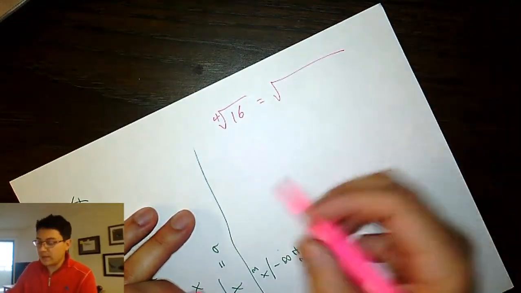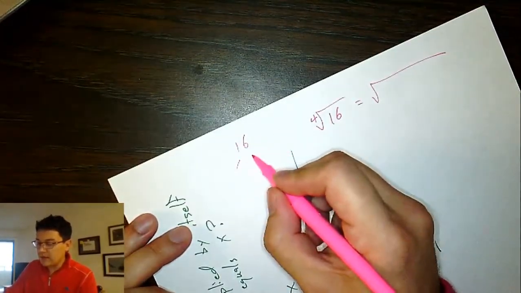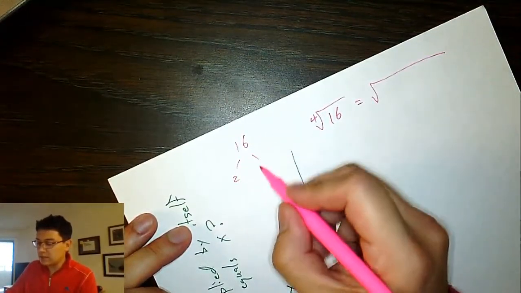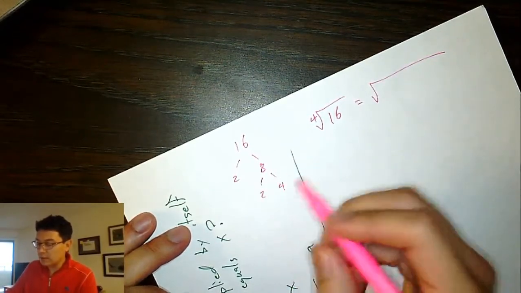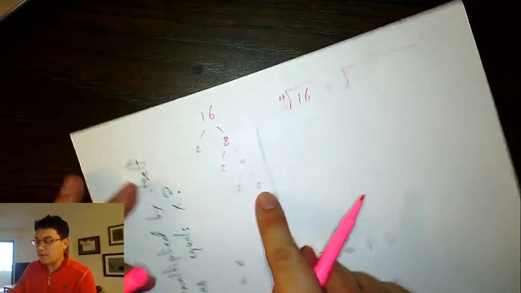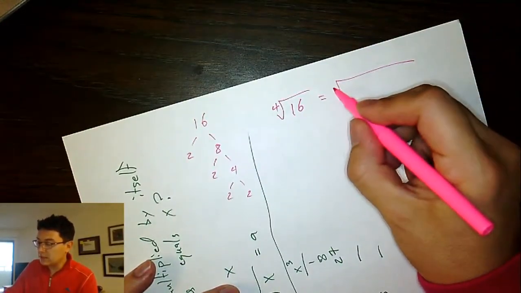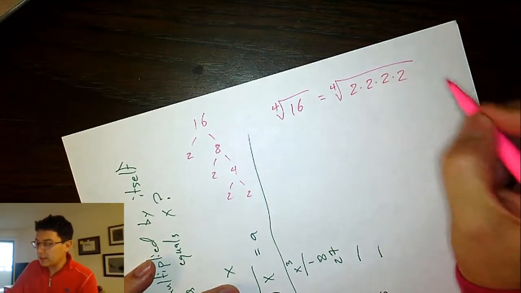16 can be divided by 2. So if you guys have seen this before, a lot of people call this the tree. I'm going to divide this by 2. So if I divide this by 2, I'm going to get 8. I can divide 8 by 2, that'll give me 4. And I can divide 4 by 2 to get 2. So that's 1, 2, 3, 4 2's. So this is the same thing as the fourth root of 2 times 2 times 2 times 2.